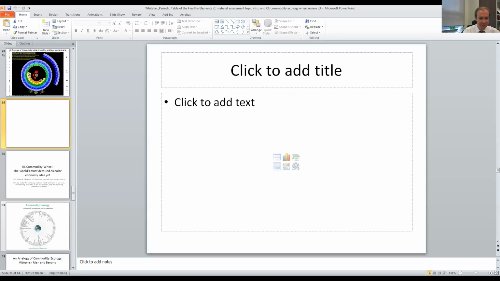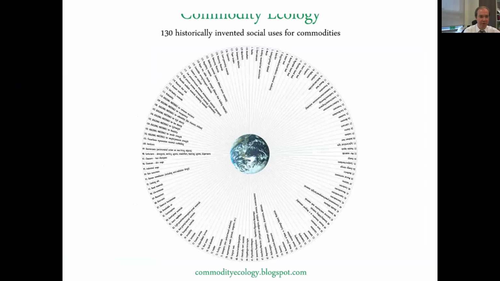I'm not going to go through all these other things. You can look at all that, but there's a lot of things that explore, I think, the periodic table a bit better here. And we'll move forward ahead to the commodity wheel. This is a bit shorter.